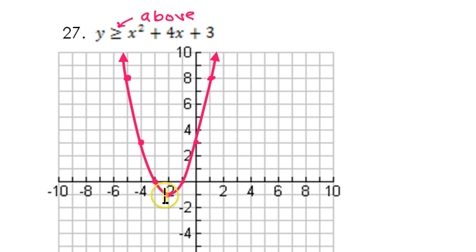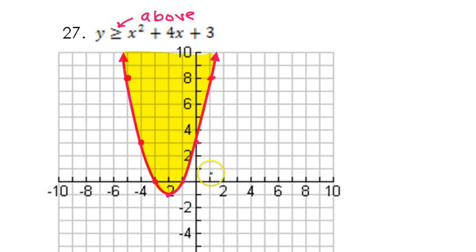Now again, I like to look at the vertex. It's very clear. Alright, if you're on the vertex, you're on the function. If you want to go above the function, you need to go up from the vertex, which clearly puts me in this part of the graph. Okay, so at that point, that means that all the solutions will be in here. So you should go ahead and shade that in. So that's it.